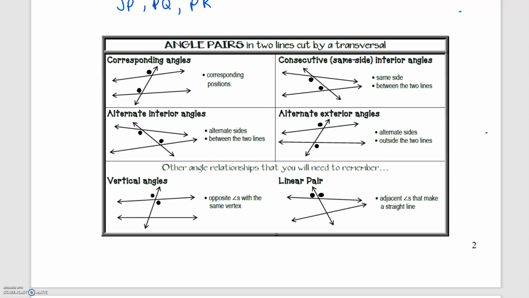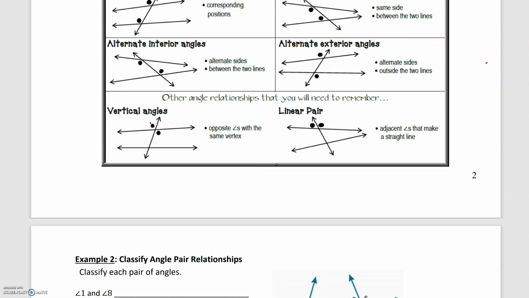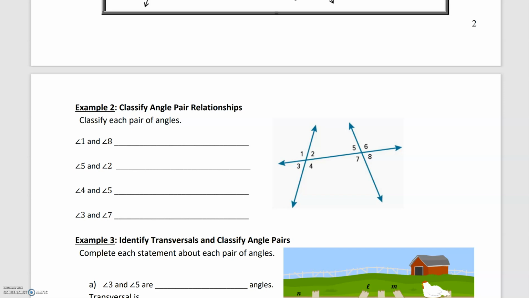Consecutive or same side interior angles. Those are on the same side and they're in the interior between the two lines. Alternate interior, they're on alternate sides and they're between the two lines. Alternate exterior, so again, they're alternating sides and they're outside of the two lines. Vertical angles, we already know those, kind of across from each other there. And then linear pair, we already know those two relationships. So let's go ahead and practice naming.